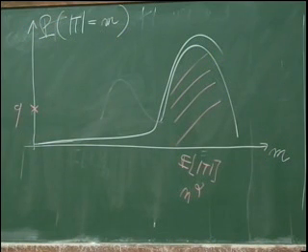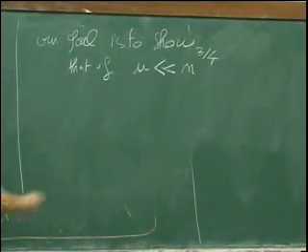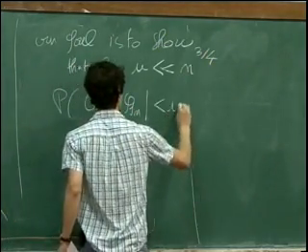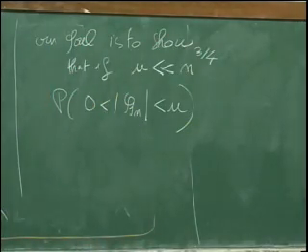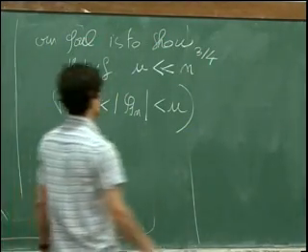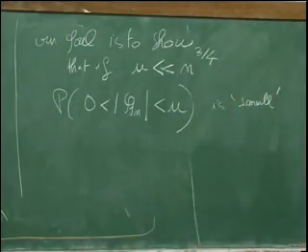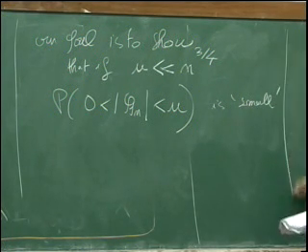Remind that our goal is to show that if u is much smaller than n to the 3/4, then the probability that the spectral sample is less than u, we'd like to see that this is small. Okay? So that's our goal. Let's take our tree.